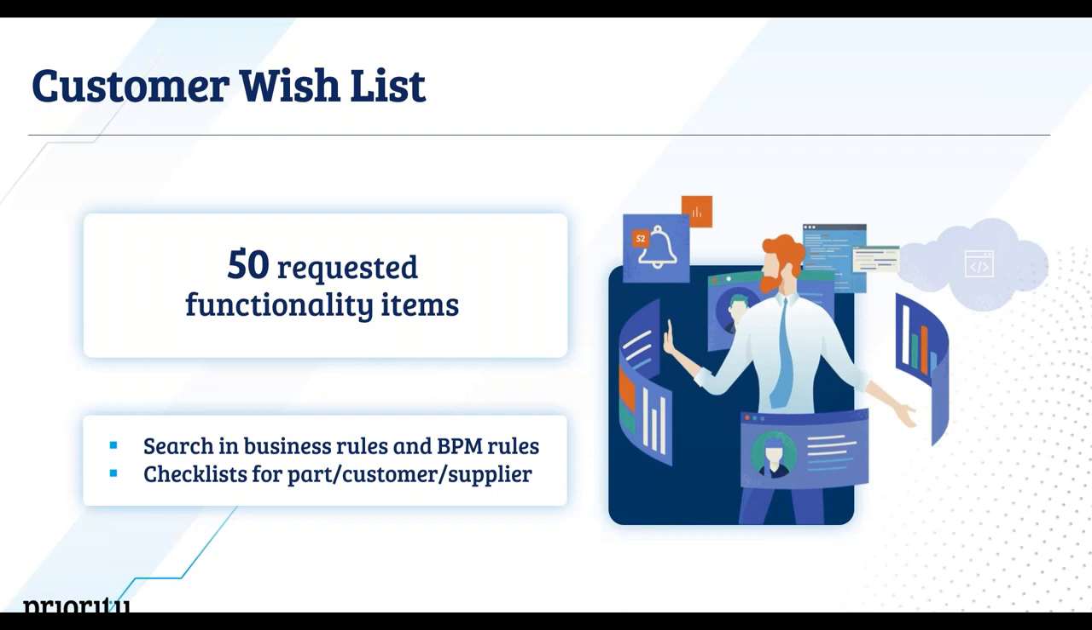and were developed. We added the ability to search in business rules and in BPM rules. You can now work with checklists for parts and customers and suppliers, just like you can do with price quotes and sales orders, for example. But what you should take from here is that your feedback matters, and continue sending us your feedback.